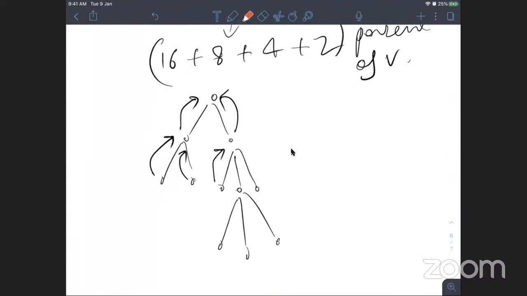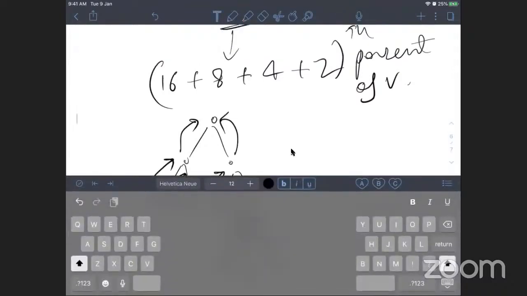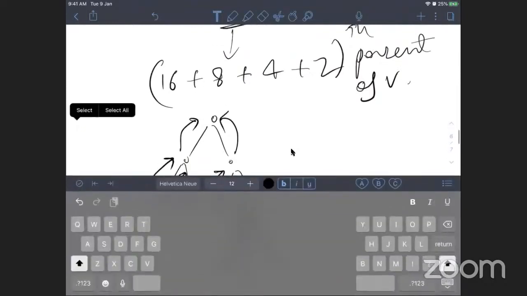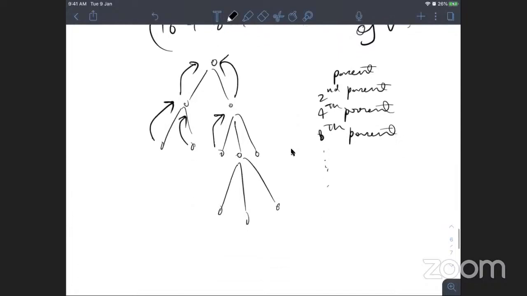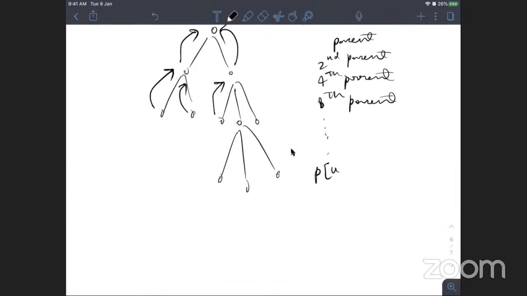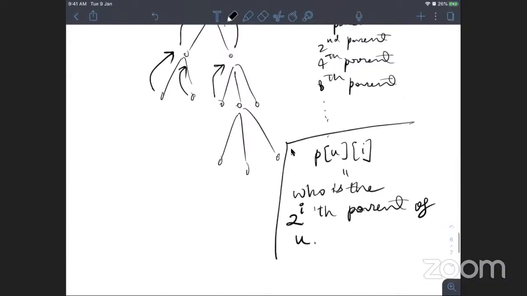Let me concentrate. So originally we had this information that each node knows its parent, right? Now we'll have this extra information that each node knows its parent, second parent, fourth parent, eighth parent, and so on. Every power-of-two parent. So the idea is that P[U][i] will denote who is the 2 to the power i-th parent of U. This is what P[U][i] will denote. This is a very important definition.